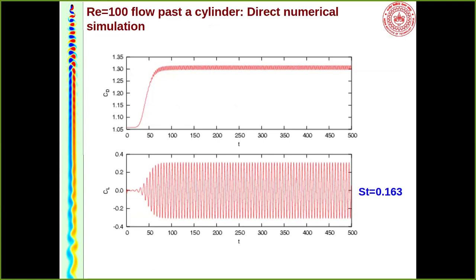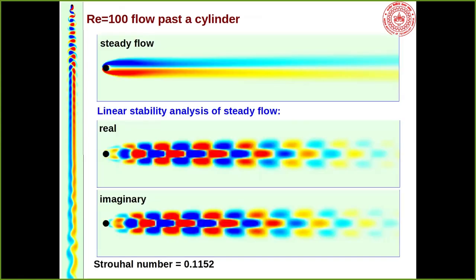So we did a calculation. This is a DNS. Anybody can do it. So that's the drag coefficient, that's the lift coefficient, and that's the Strouhal number you get. After the flow achieves the limit cycle, you get a Strouhal number of 0.163 as opposed to 0.115 predicted by the stability analysis. Okay.